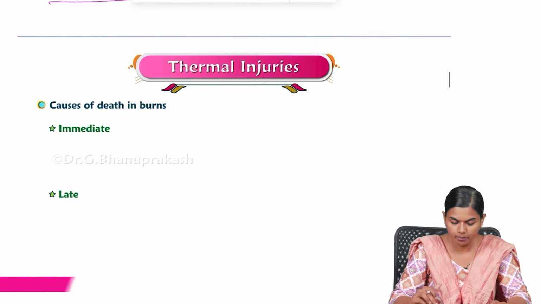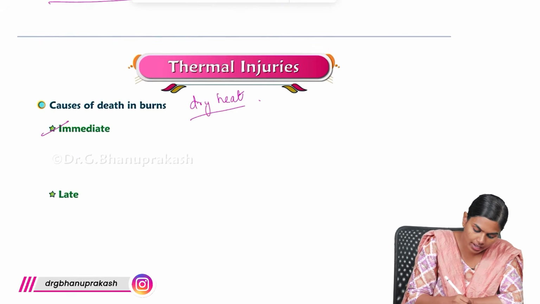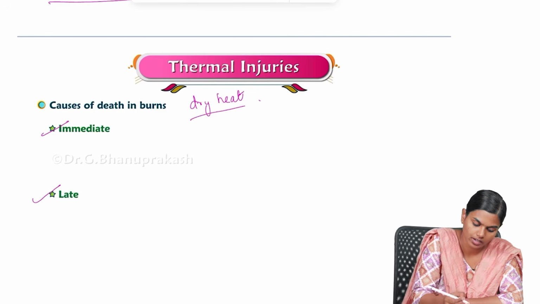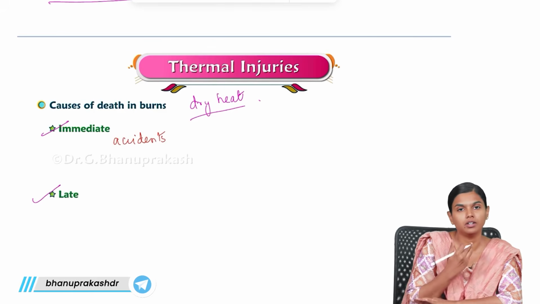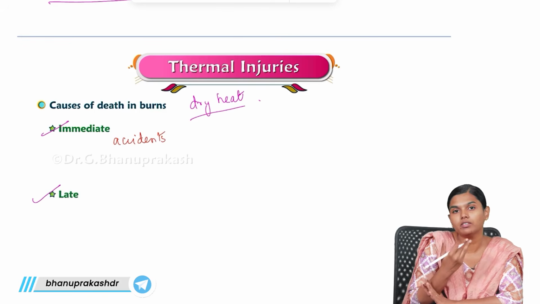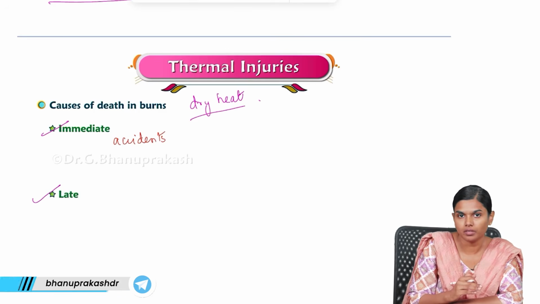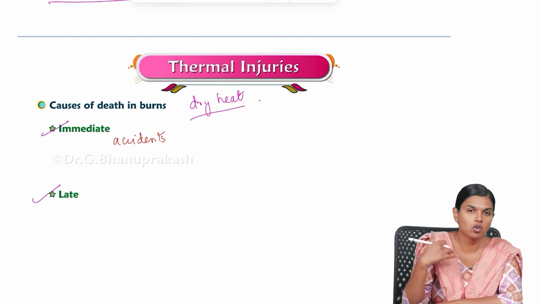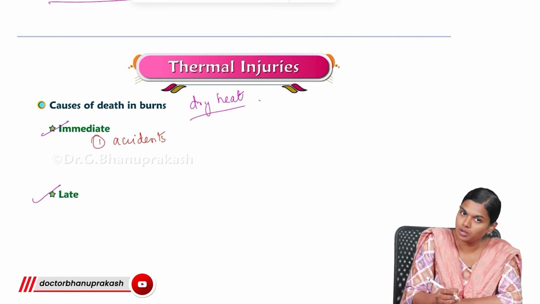Now, going to the main part of the burns, in case of these dry heat burns, the immediate cause of death and late cause of death is important, they will ask you. So what is the immediate cause of death here is that it is primarily accidents. If there is a fire accident, people will try to escape, and when they are trying to escape, they may fall over something or something will fall over them, like some big wooden structure, and they will get injured because of that. So that is the most common immediate cause.